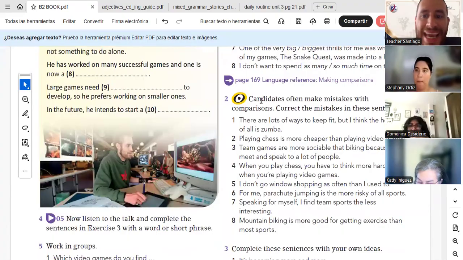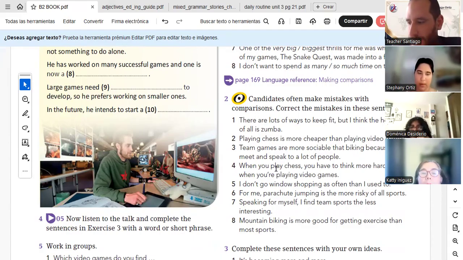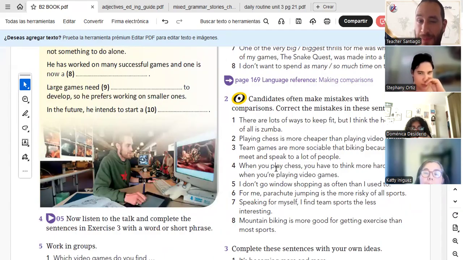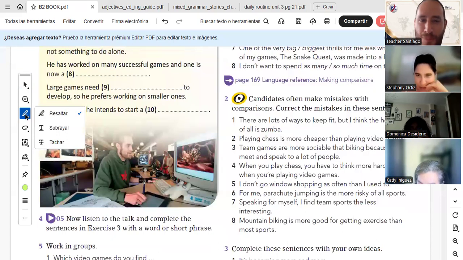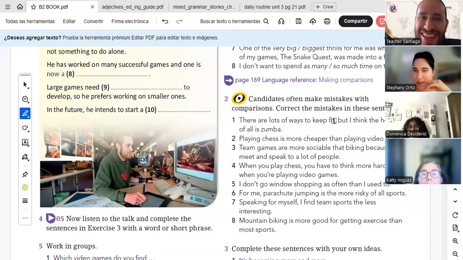Number 2, it says, candidates often make mistakes with comparisons. Correct the mistake in this sentence. Stephanie, the first one. There are lots of ways to keep fit, but I think no way, no sería healthier, sería... I don't remember the pronunciation, but the... Try it again. Try it again. I can help you. So try again.